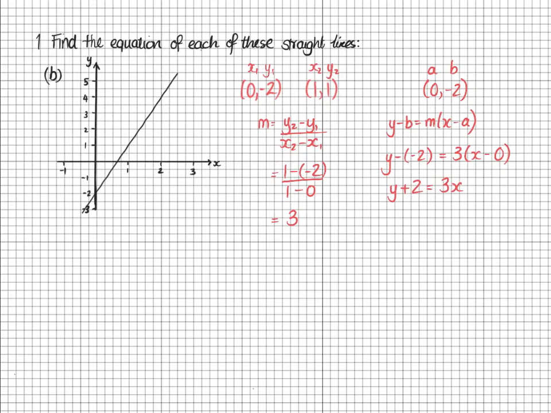So we want it in the form y equals mx plus c, so we take away 2 from both sides. So this side we just get left with a y, this side we've still got our 3x, we've got no number to take it away from, so it's just like it's got a 0 there. So we take away the 2. So our final answer for this, the equation for that line, is y equals 3x take away 2.